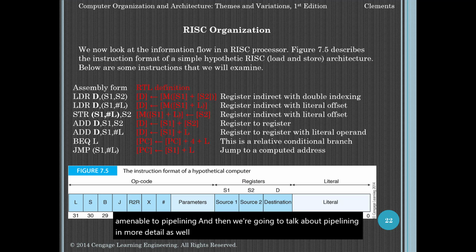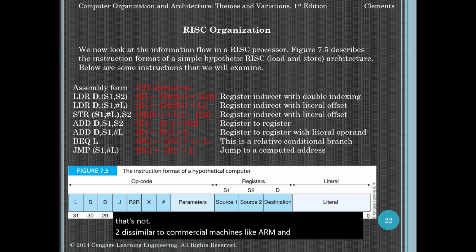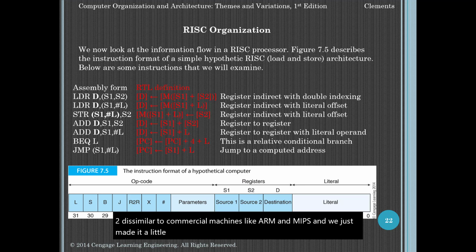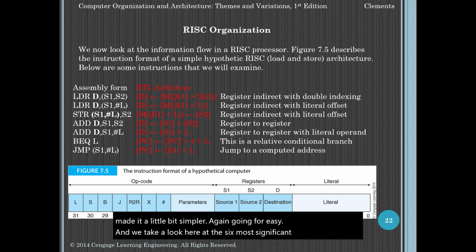So let's take a look at this figure 7.5, which presents the instruction encoding of a hypothetical processor that's not too dissimilar to commercial machines like ARM and MIPS. And we just made it a little bit simpler, again, going for easy. And we take a look here, the 6 most significant bits of the opcode are bits 31 through 26. And we can see that right down in here, 31 starting down here at this end, down to 26, which is right here.